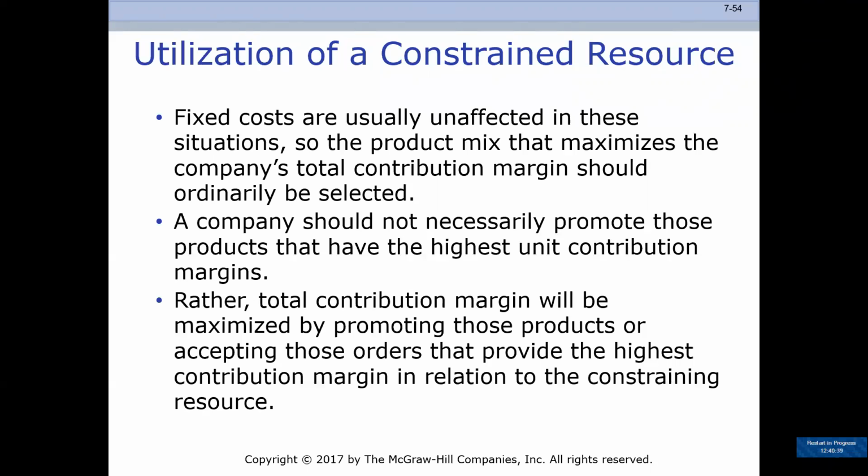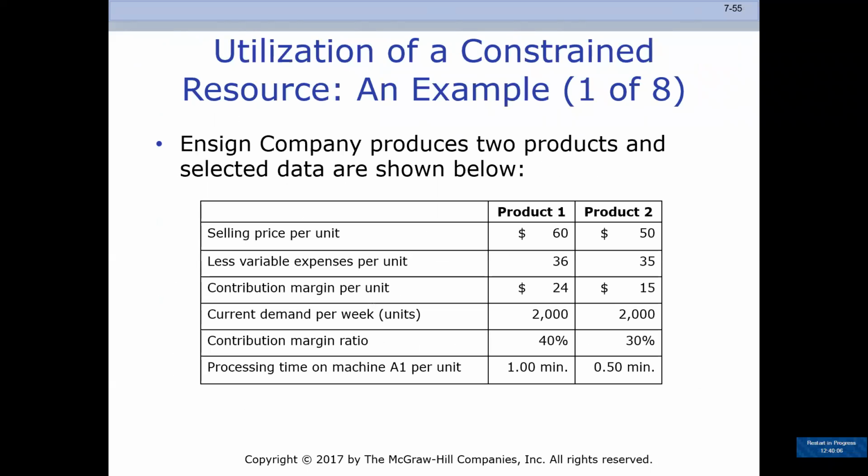You should sell the one that has, well, I'm getting into sticky territory. Yeah, per unit of constraint is what I should say. If time is the problem, you figure out which product is more profitable on a per minute basis or a per hour basis or something. And we're going to see how that works. Rather, total contribution margin will be maximized by promoting those products or accepting those orders that provide the highest contribution margin in relation to the constraining resource. So it could be time or board feet or something.